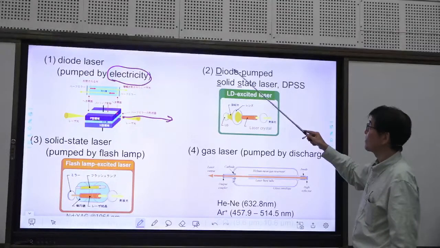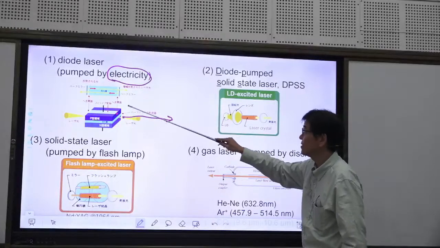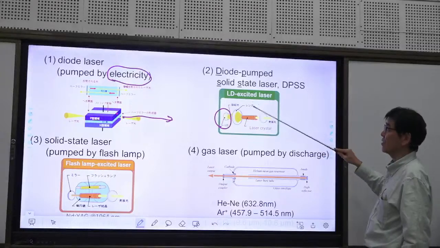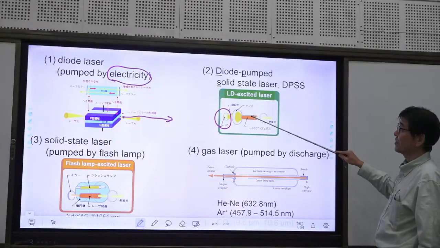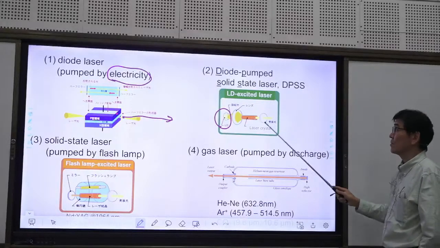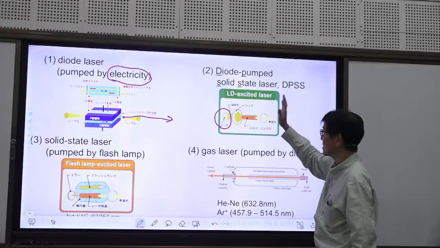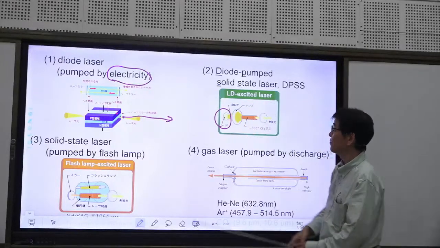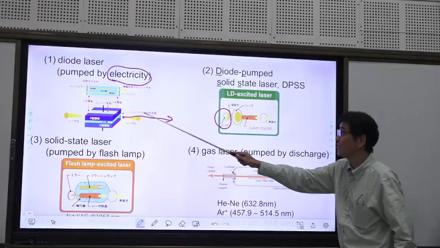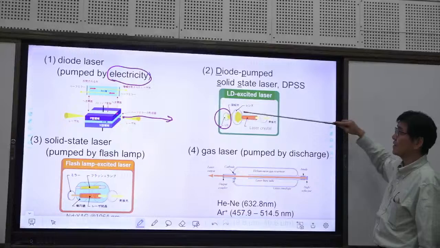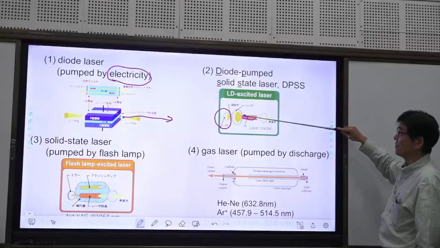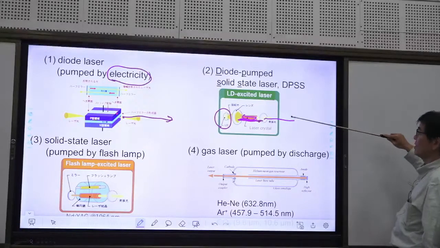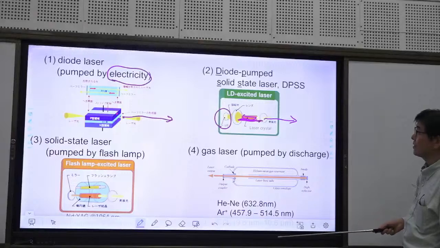Also, this light is available as an external energy source of the laser crystal, laser medium. So by making a cavity that flanks the laser crystal and irradiating the light from outside, this light realizes the inverted population in this laser crystal. Then light goes back and forth in this cavity and emits the laser light.